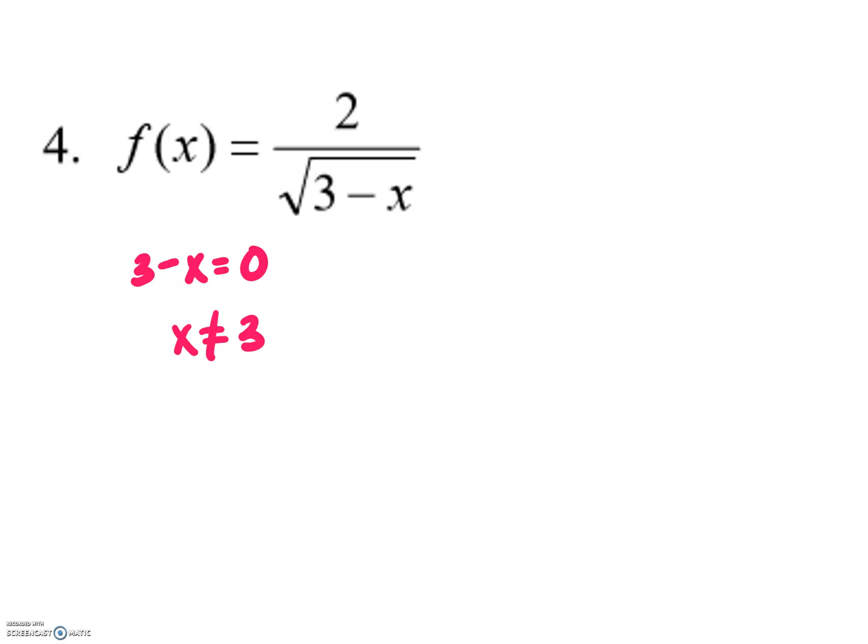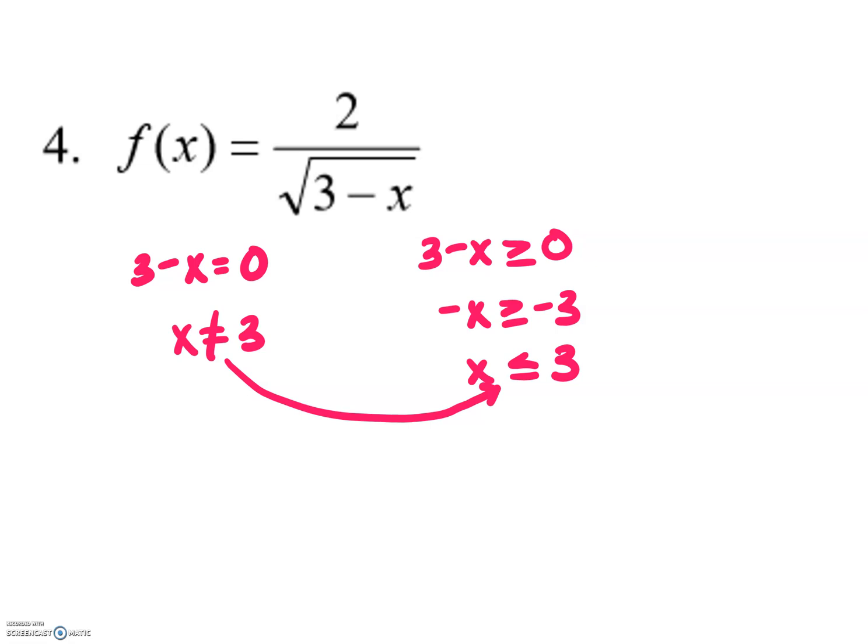Well, case number 2 says, okay, I'm going to take that radicand and I'm going to set it greater than or equal to 0. Now if I solve that, if I subtract 3 and then divide by -1, I'll have to flip the sign. I'm going to get x is less than or equal to 3. Now see how we have a contradiction here. We're saying x cannot equal 3, and then over here I have it can equal 3. So to fix that, all you're going to do is take that equal to sign away.